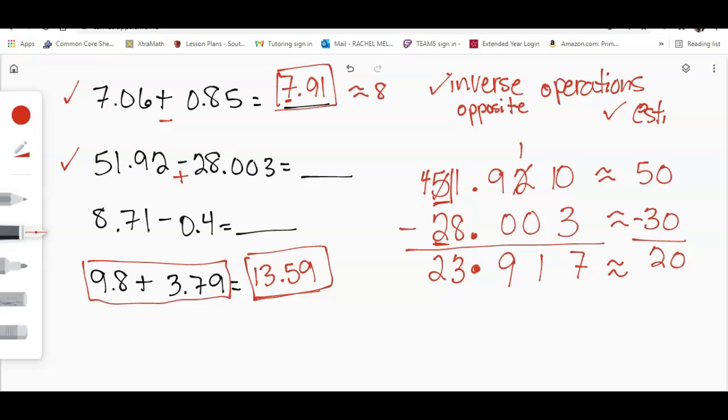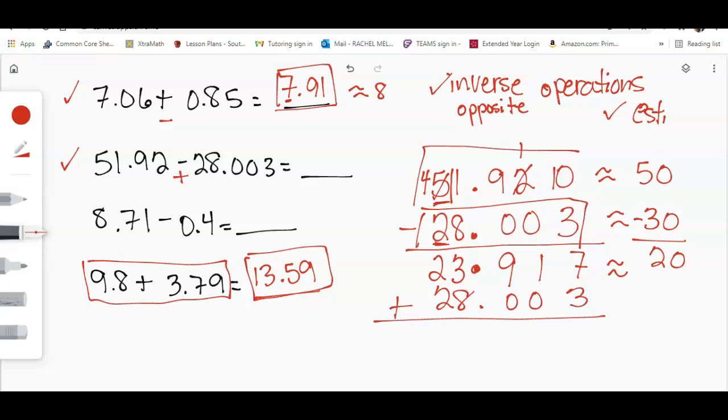So now I need to do my opposite operation. Well, remember the opposite of subtraction is addition. So again, I'm going to take this number and I'm going to add it to my difference there. And I should come up with the top number. 7 plus 3 is 10. 1 plus 1 is 2. That's 9, 11, and 5. So I did do this correctly. So this answer is 23 and 917 thousandths.